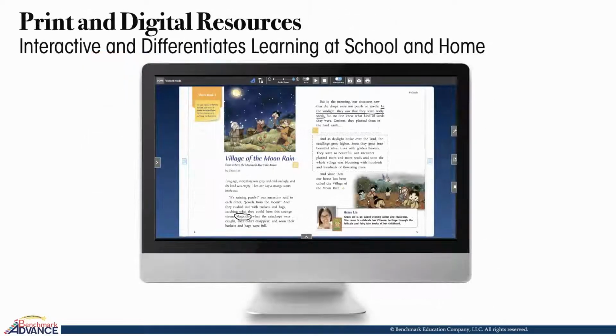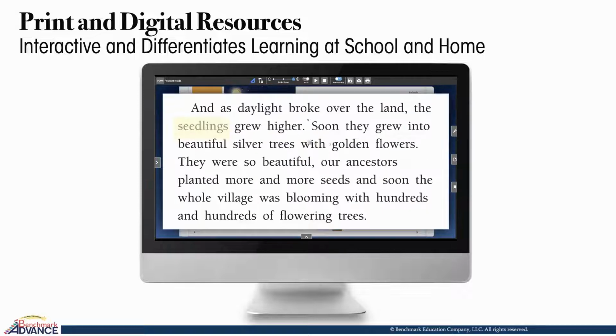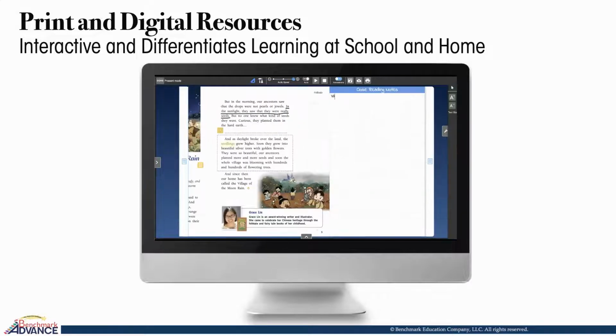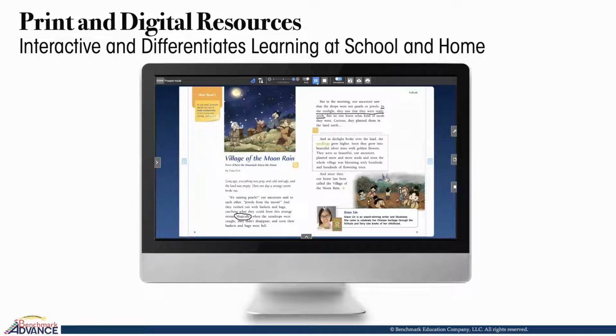Everything within Benchmark Advance is both print and digital and interactive. Teachers and students can underline, highlight, and take notes. The texts also have audio support.